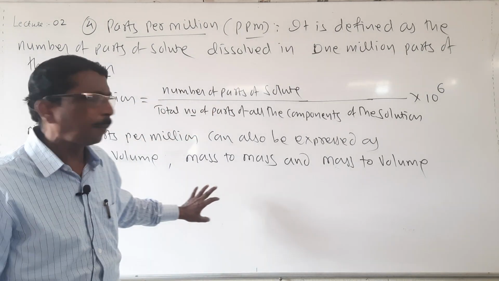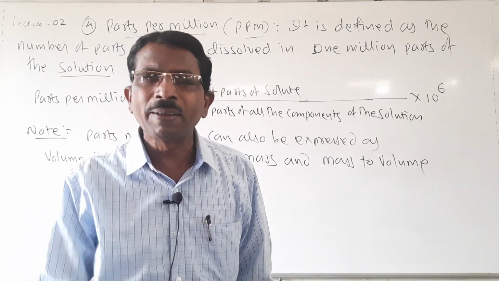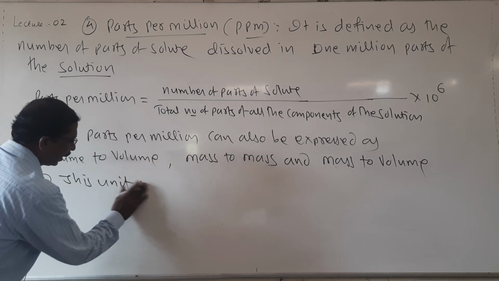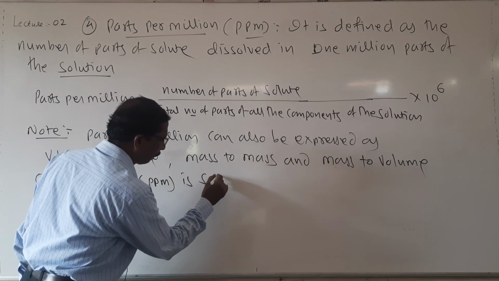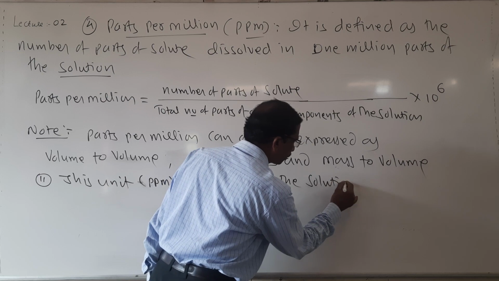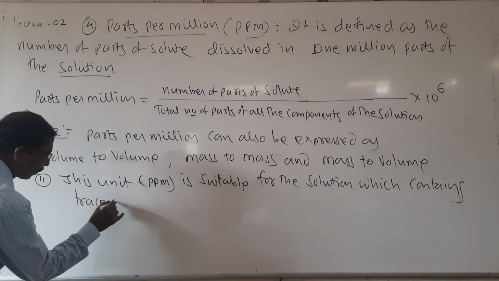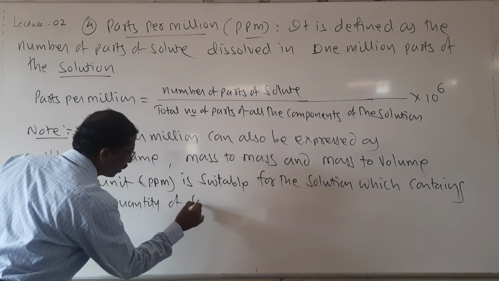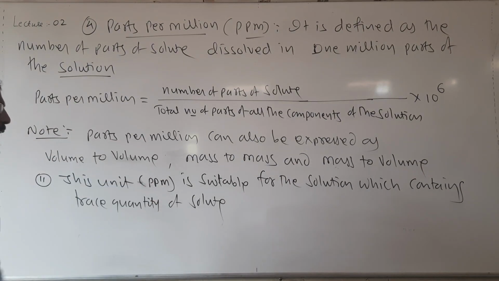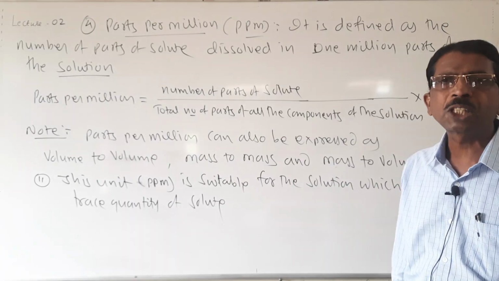Remember, parts per million is suitable only for a solution which contains a trace quantity of solute, a very small quantity of solute. So this unit, ppm, is suitable for a solution which contains a trace quantity of solute, a very small amount of solute. So that is about ppm, parts per million.